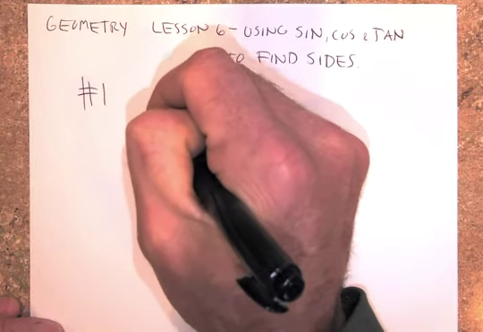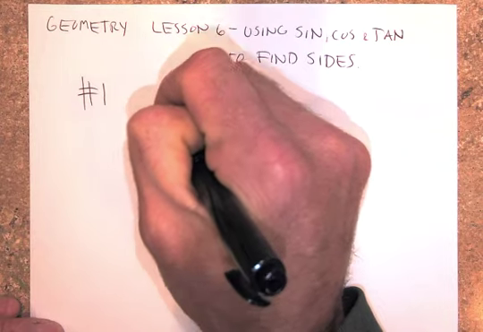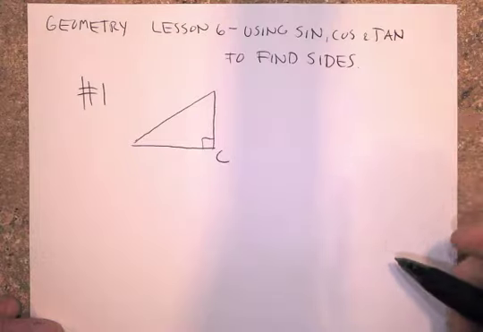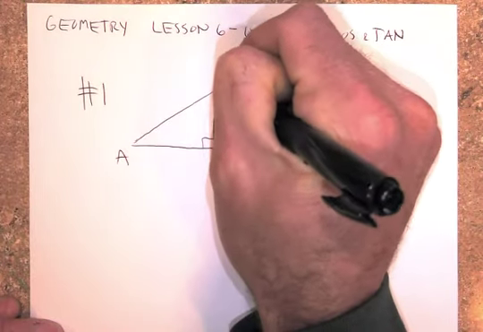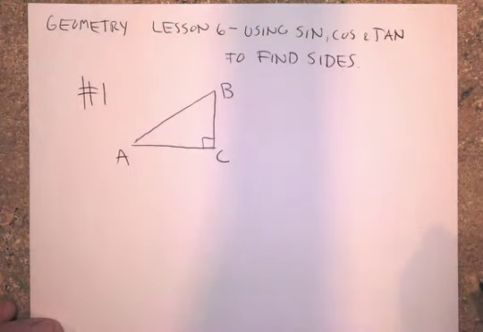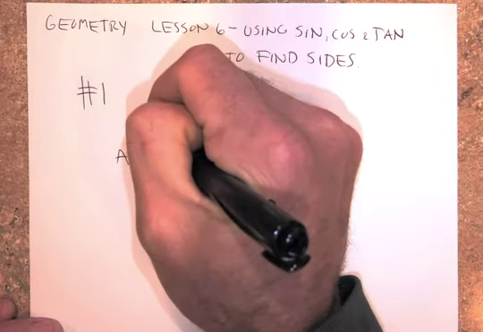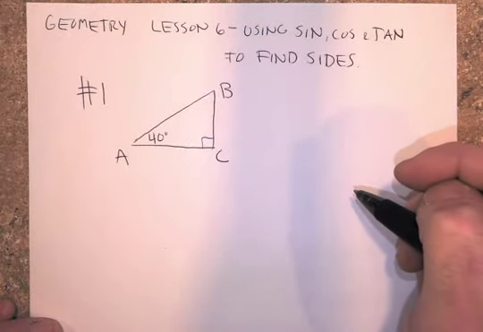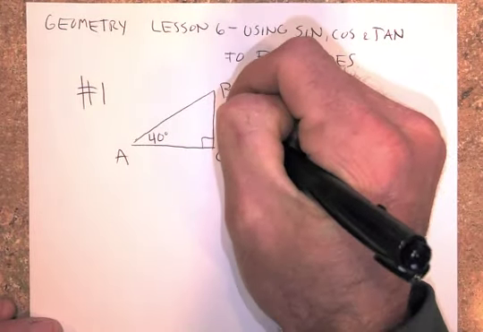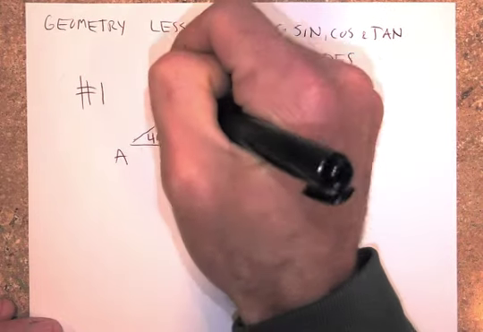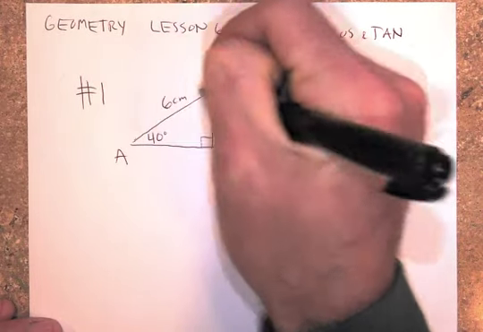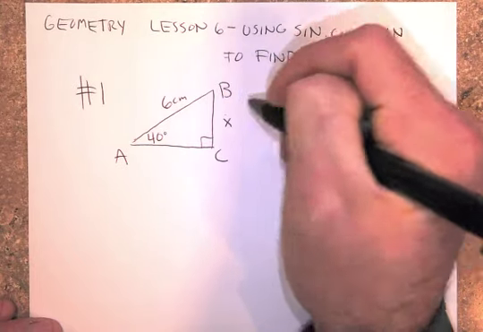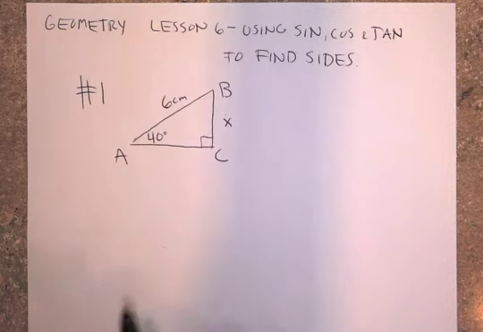On your examples it'll be pretty specific about how to draw them. It'll say draw it, angle C is the right angle, and A and B are the acute angles, so you can just draw it like this. It'll say angle A is 40 degrees, and side AB is 6, and then find the length of side BC. So I'll call that X. That's how the directions will be.